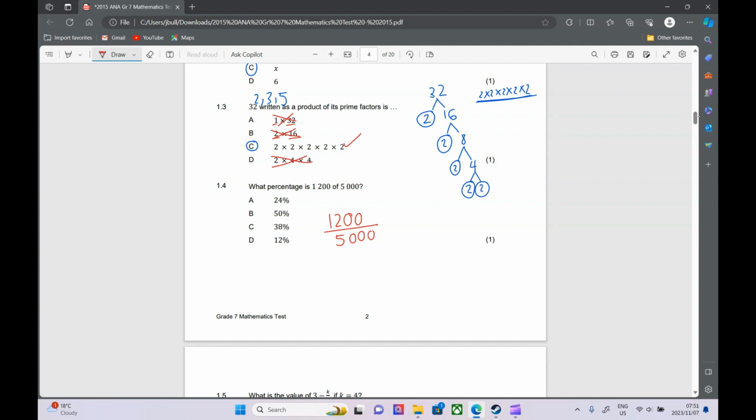And if you want a percentage, you have to times it by 100. Okay, so you could put that straight into your calculator if you have that fraction function. The other way of writing it is this fraction also just means 1,200 divided by 5,000 times 100. And let's have a look at what that is. So 1,200 divided by 5,000 times 100 is 24%.